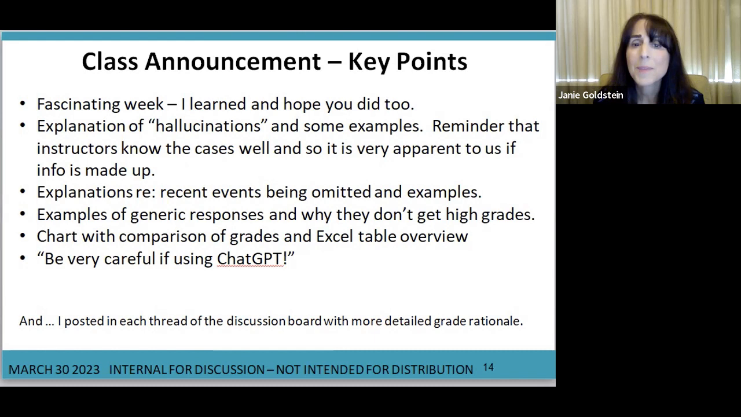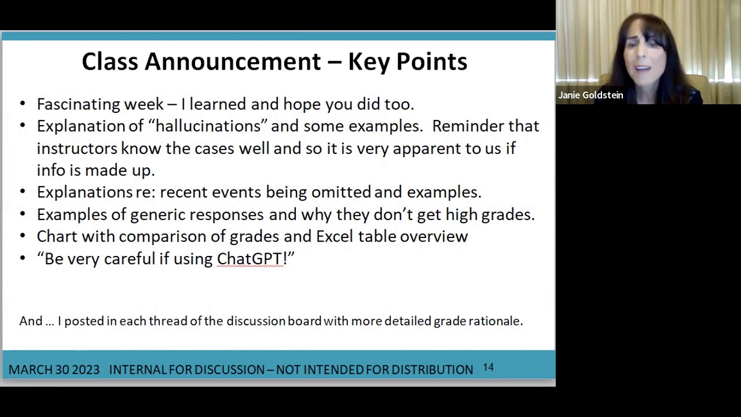I reminded them that instructors know the cases really well, so it is very obvious to us if information is made up. I talked about recent events being omitted, and I gave examples of that. I talked about why these specific responses were generic and why generic responses do not get high grades. I gave them a chart, one that you've seen with the comparison of my grades and their grades, but I also gave them an Excel table, which I'll show to you in a minute. It's just hard to see on Zoom.